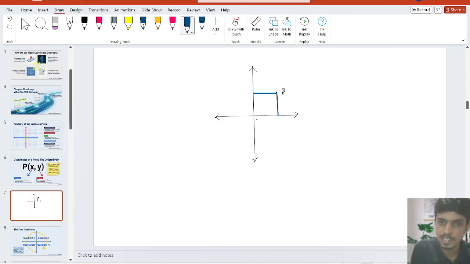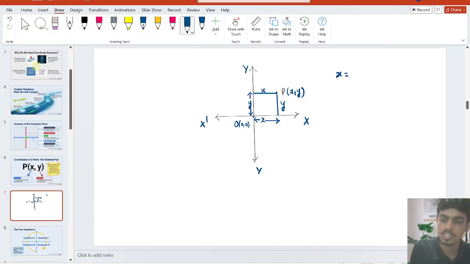If this length is x and this length is y, then this is also x and this is also y, so the coordinate of P is (x, y). Here, what is x? You see that x is the perpendicular distance on the y-axis. This is the x-axis and this is the y-axis. Here is your origin, (0, 0).